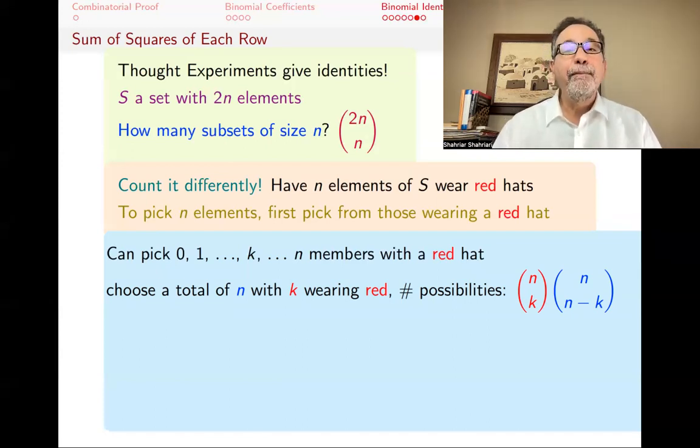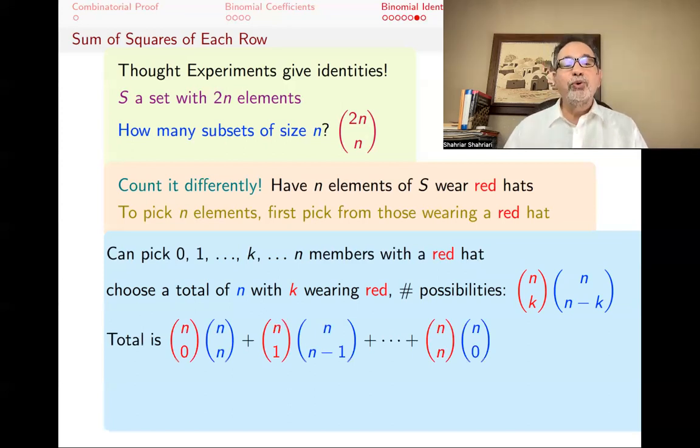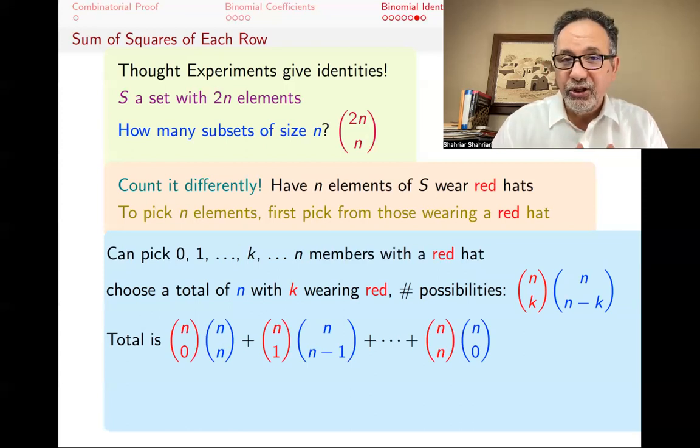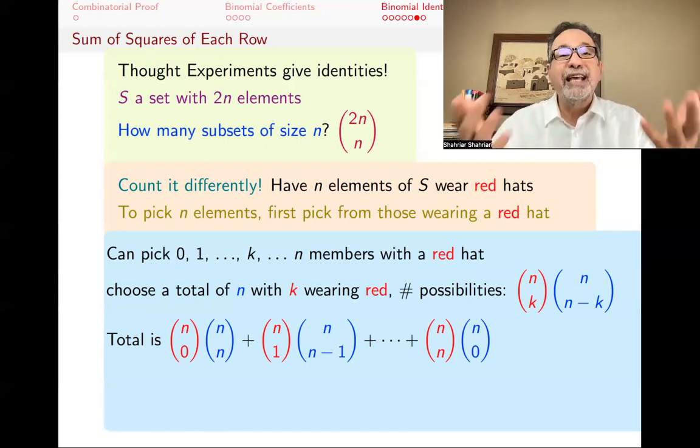If I want to pick n people, but I want to make sure k of them have red hats. But it doesn't have to be k who have red hats. It could be 0, it could be 1, it could be 2, it could be n. And so I have to do that multiple times, with 0 people with red hats, 1 person with red hats, up to n people with red hats, and I will get this total number. And so this is the total ways of picking a subset of size n. Instead of 2n choose n, I can do this. So this must be the same as 2n choose n.